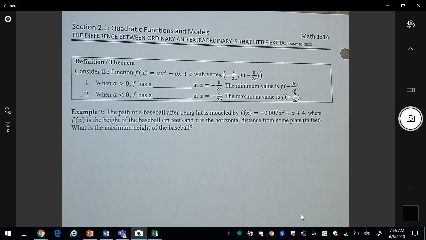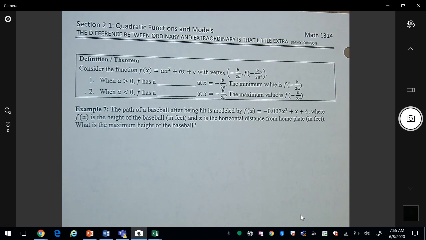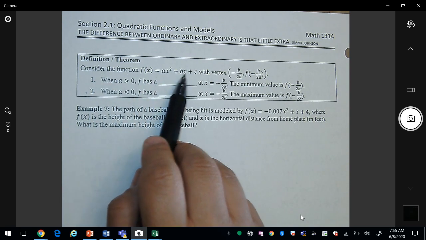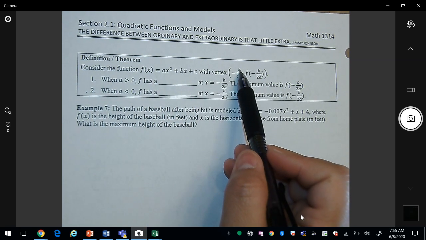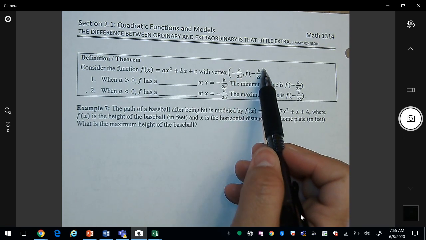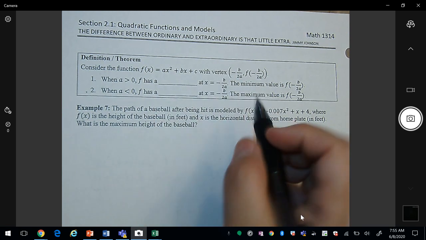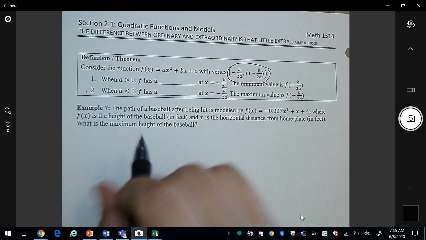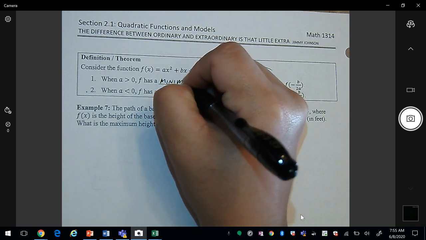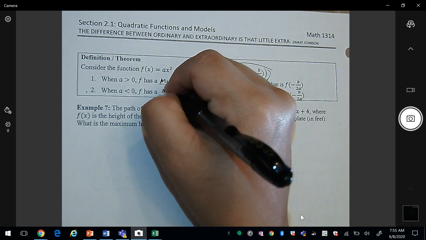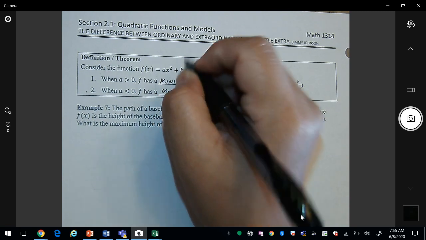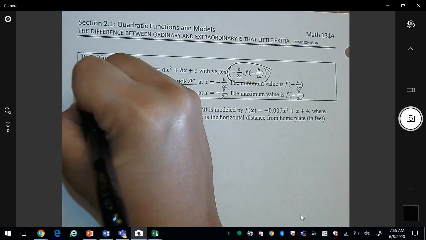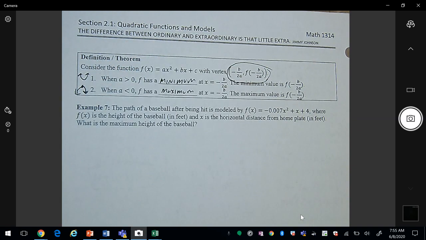Okay, the path of a baseball after being hit. Well, let's look at the definitions first. Consider the function f of x equals ax squared plus bx plus c with vertex at negative b divided by 2a and f of negative b divided by 2a. So this right here is another way to find the vertex. When a is greater than 0, then we have a minimum. And when a is less than 0, we have a maximum. And the reason is if a is greater than 0, it's going to open up. And if it's less than 0, it opens down, creating that maximum here.